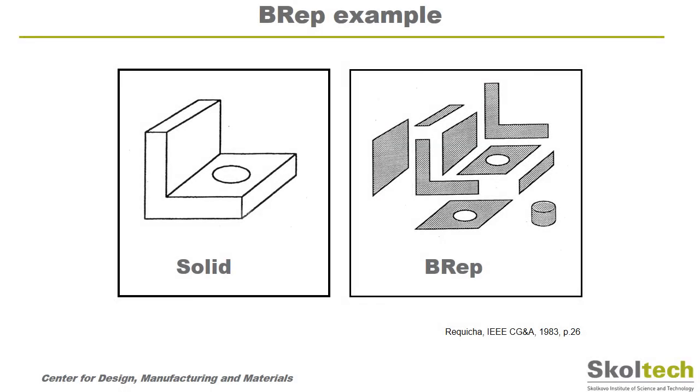See the solid object at the left. Its boundary representation is shown at the right. It consists of 9 faces. 2 of them have holes and 1 has a curved surface. Even from this simple example, it is clear that it is not easy to build a BRep model manually.